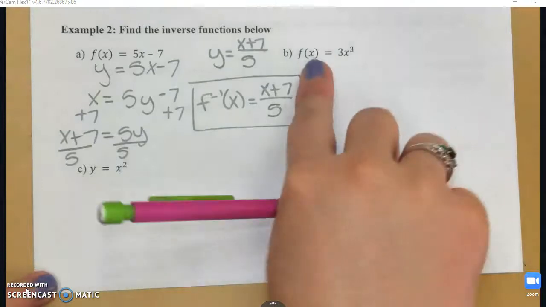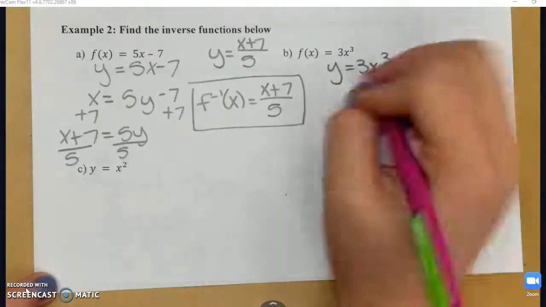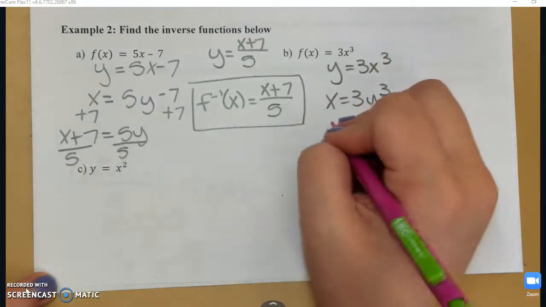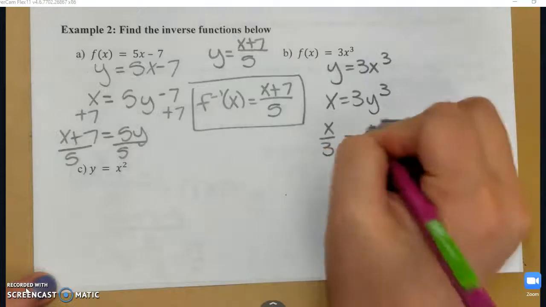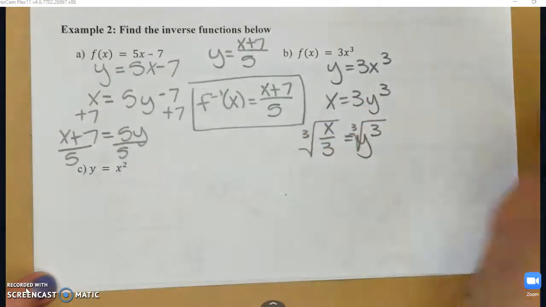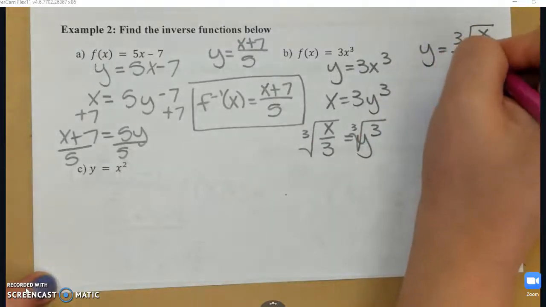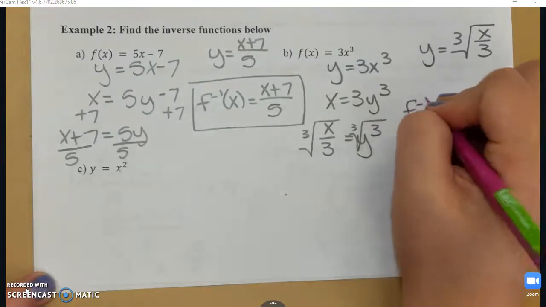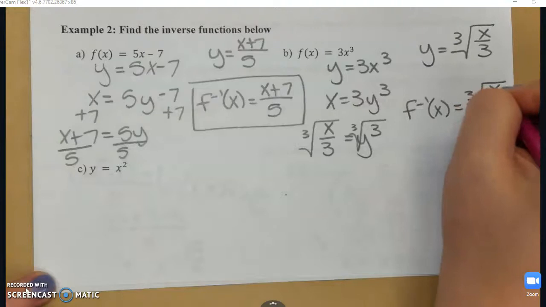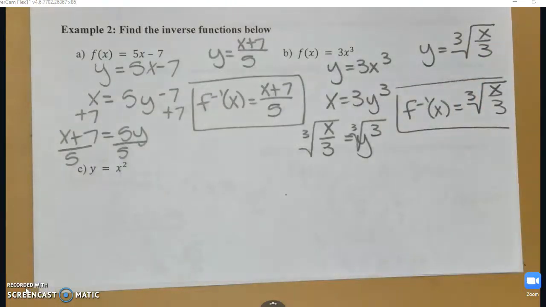Let's practice again. I'm going to change that to y equals 3x cubed. Then I'm going to swap my x and my y. I got to divide by 3. And then to undo a cube, you take the cube root of both sides. And so we find that y equals the cube root of x over 3. And so in function notation, f to the negative 1 is the cube root of x over 3. That is my inverse.